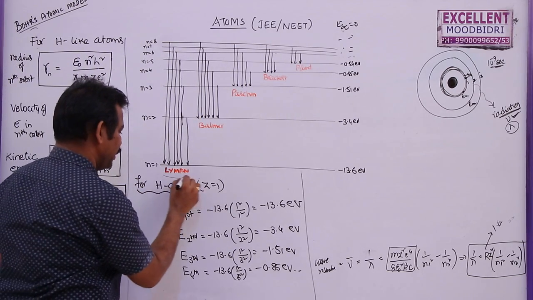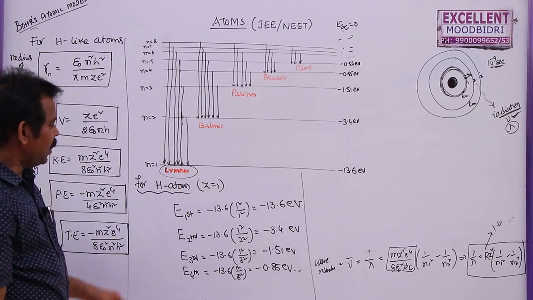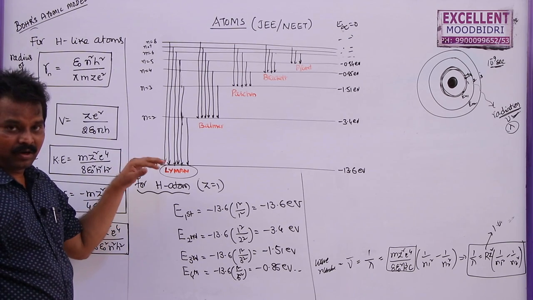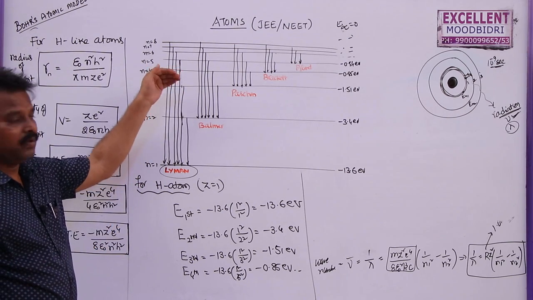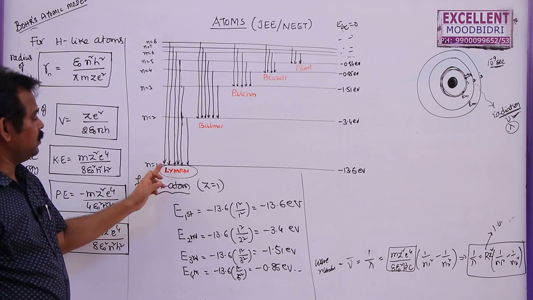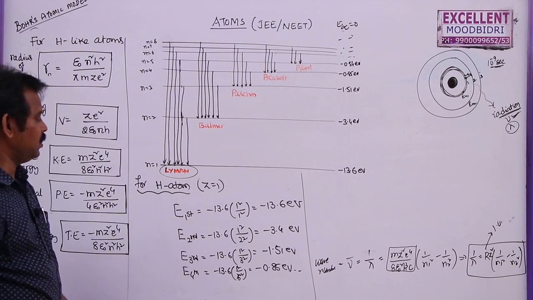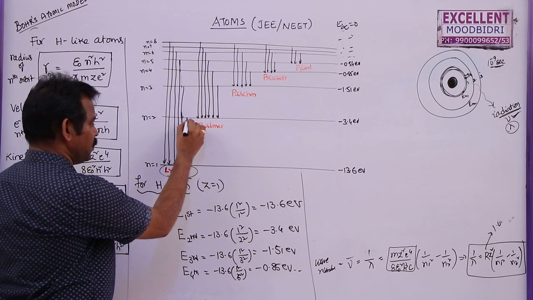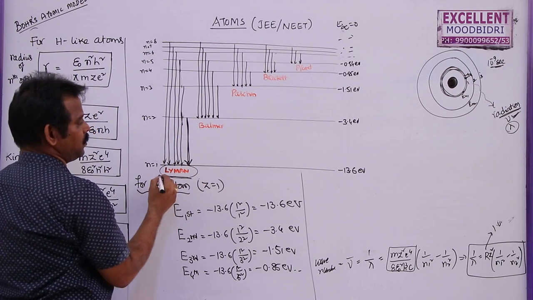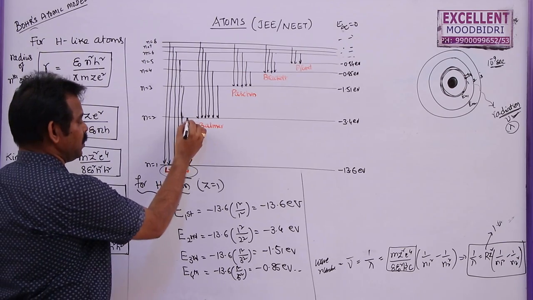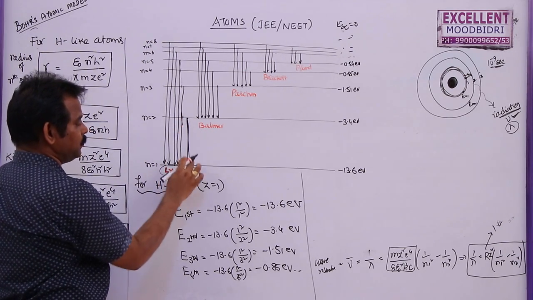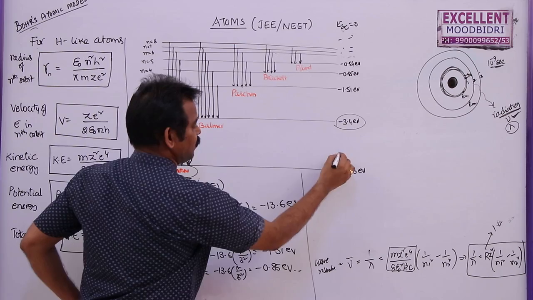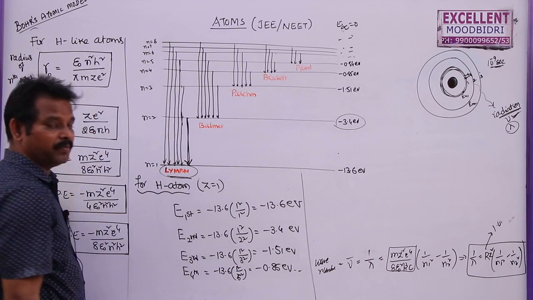Here for Lyman series, what is this Lyman series? Electron in any higher orbit, when it jumps to the first orbit, then we will get a Lyman series here. And the Lyman series wavelength also we can find for a particular member. This is the first member of Lyman series when electron jumps from second orbit to first orbit. So what is the energy difference here? This energy minus this energy. So this will be around 10.2.